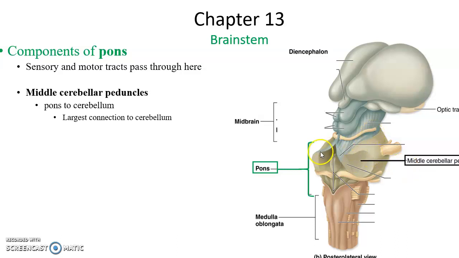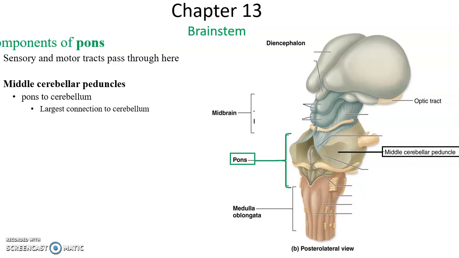So, moving on to the pons. The pons is inferior to the midbrain. The pons has many sensory and motor tracts passing through it, not a surprise. And it also has a very large middle cerebellar peduncles. So the pons has the largest connection to the cerebellum. So most information and commands going from and to the cerebellum pass through the pons.